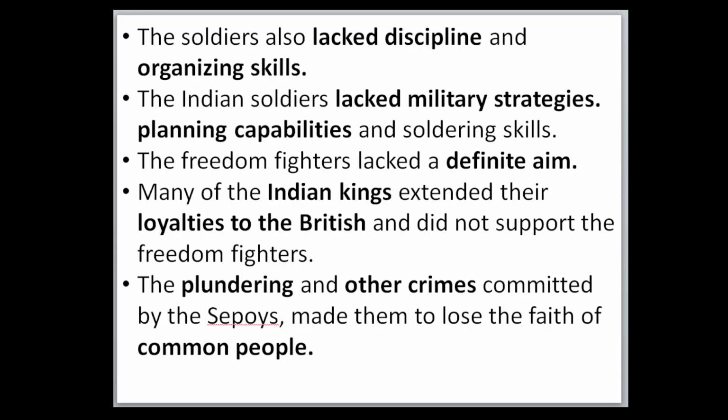Then the freedom fighters lacked a definite aim. What was the aim? In Jhansi, the Rani of Jhansi's aim was to oppose the doctrine of lapse policy. That's it, only related to Jhansi. And move to Kanpur; Kanpur is also the same, and Nana Sahib also did the same thing. We didn't have a definite common aim. Everybody had a different aim here. That's why we failed.